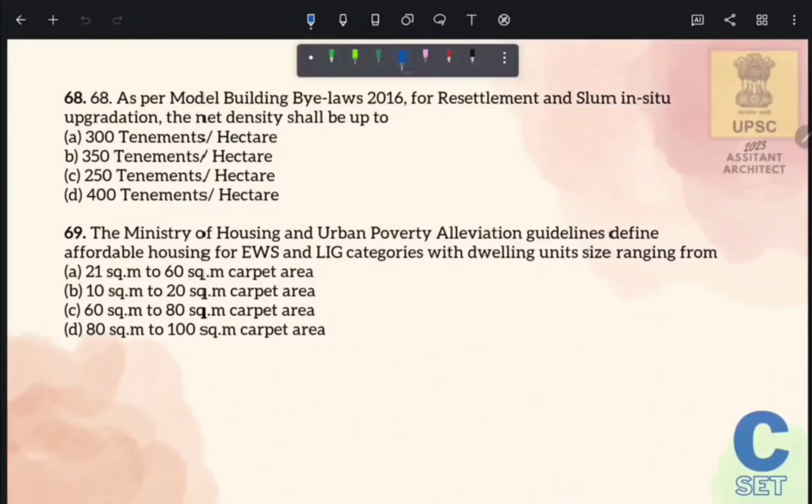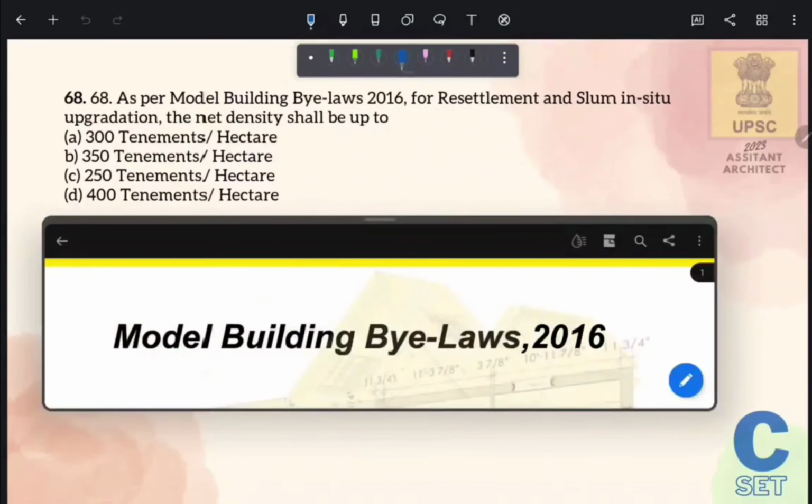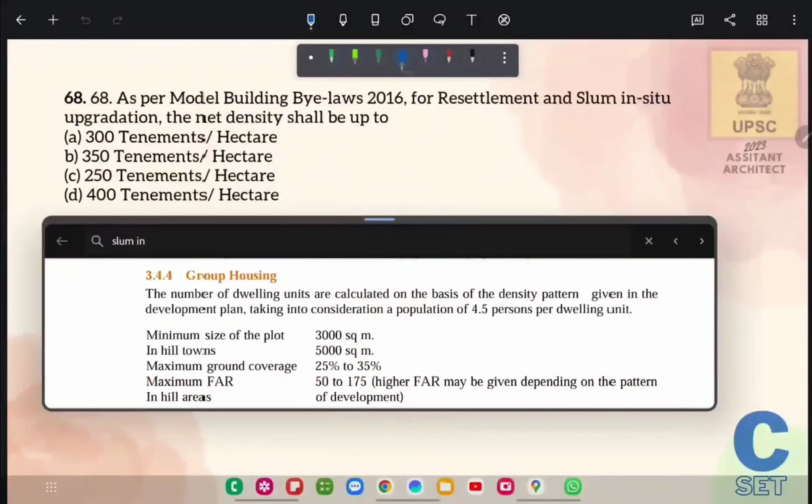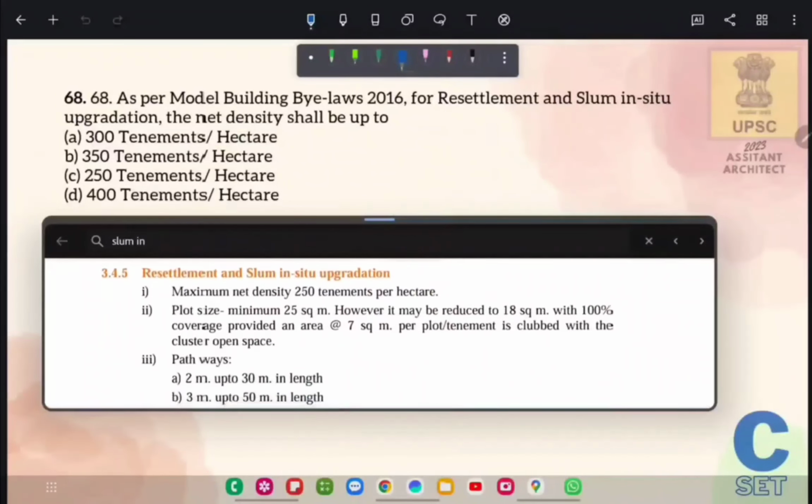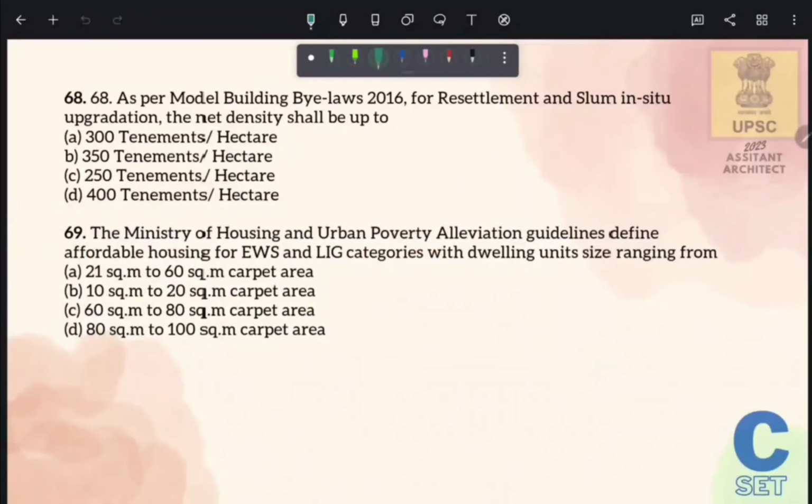Let's move to the next question. As per Model Building Bylaws 2016, for resettlement and slum in situ upgradation, the net density shall be up to. Again, as per Model Building Bylaws 2016, for resettlement and slum in situ, maximum net density should be 250 tenements per hectare. Therefore, the correct answer is option number C, 250 tenements per hectare, which is given in section 3.4.5.